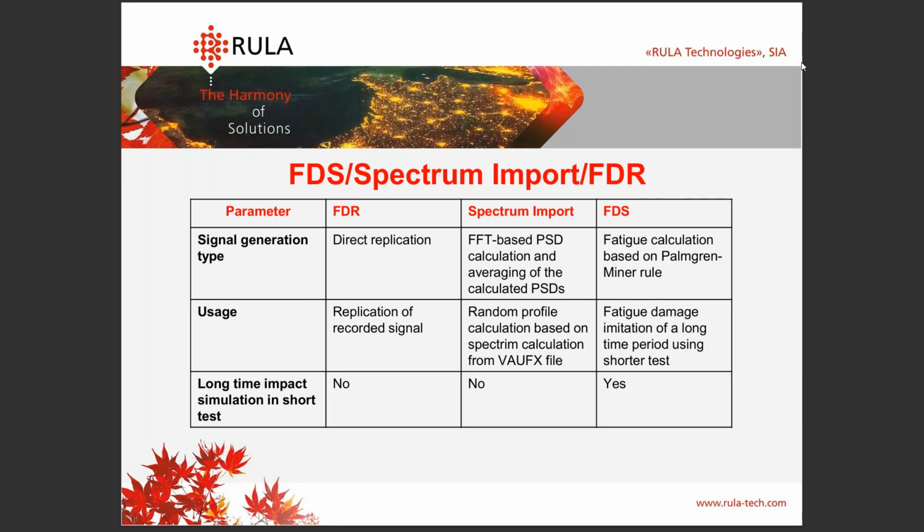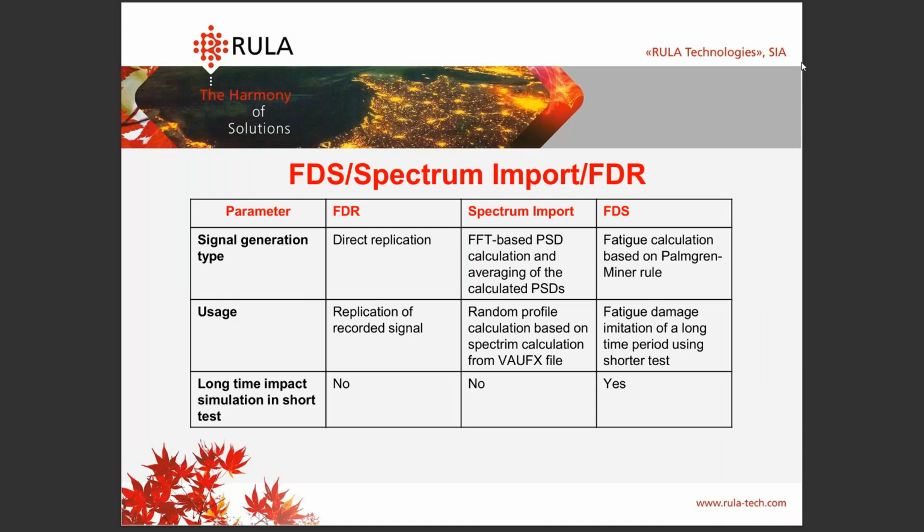As I said, FDR allows you to replay the previously recorded time domain data on your shaker, so it is a direct replication of the recording. Spectrum import is a feature of random test, and it allows the user to transform a recording of your real-life data to frequency domain data using the fast Fourier transform. This feature allows for calculation of random profile based on spectrum calculation from WowFix file.